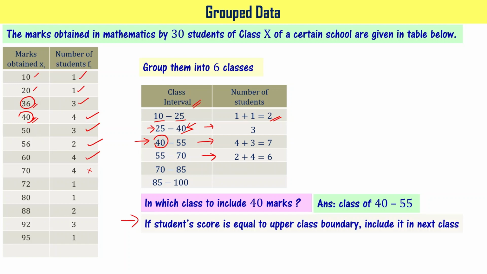Now 70 marks has to fall in 70 to 85 class. 72 is also part of that class, and 80 marks is also part of that class, right? So total 4 plus 1 plus 1 is going to be part of 70 to 85 class, right? Let me write that. That is equal to 6. Rest are going to be part of 85 to 100 class, right? 88, 92 and 95. Let's write that. 2 plus 3 plus 1, that is also equal to 6. So now we learned how to group the given ungrouped data into various classes, right?